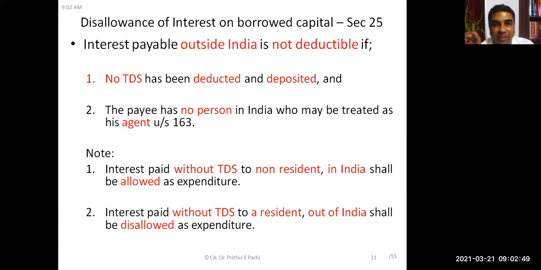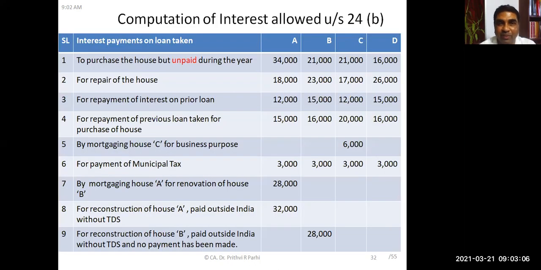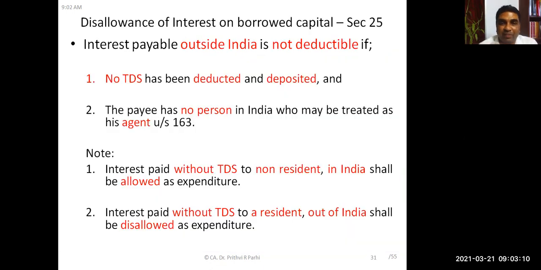And one more thing also we have discussed, that in case interest is payable outside India and TDS has not been deducted and the payee has no agent or representative in India, then interest on borrowed capital will not be deducted. This concept we have to also understand. Okay, so up to this we had covered in our previous session.